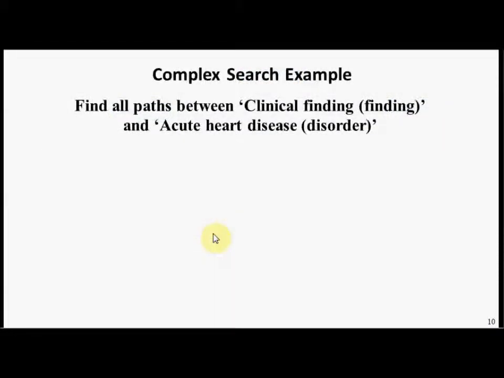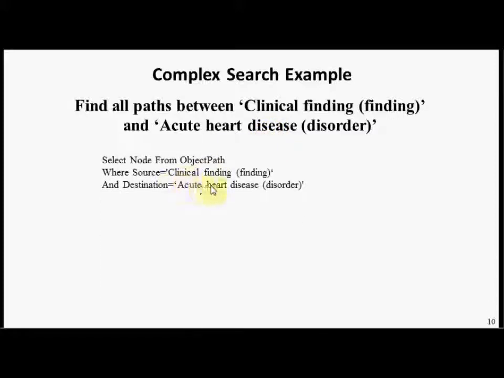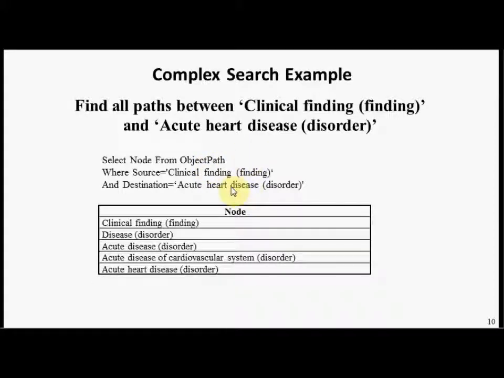In this query example, what we're going to do is the following. We have 2 nodes here, clinical finding and acute heart disease. And what we want to return is the actual path, all the intermediate nodes between clinical finding and acute heart disease that we saw on the previous slide. And so we're going to do a select statement here. In this case, we're querying from something called object path. It's actually a view definition that combines copies of the transitive closure table. I'm not going to bother showing the details of the view definition, but merely to show that by using the transitive closure table, it's possible to return all the intermediate nodes. And this kind of query is referred to as a path query.